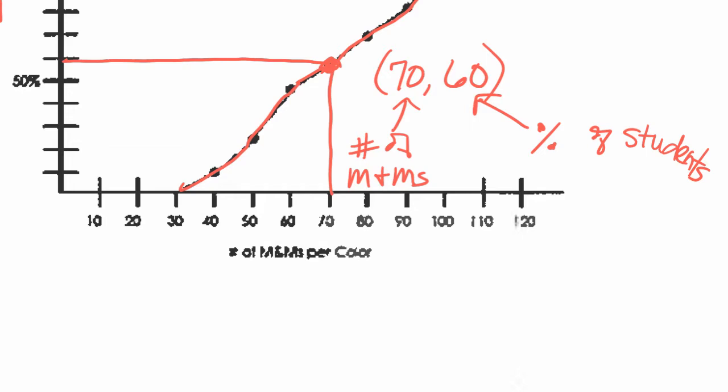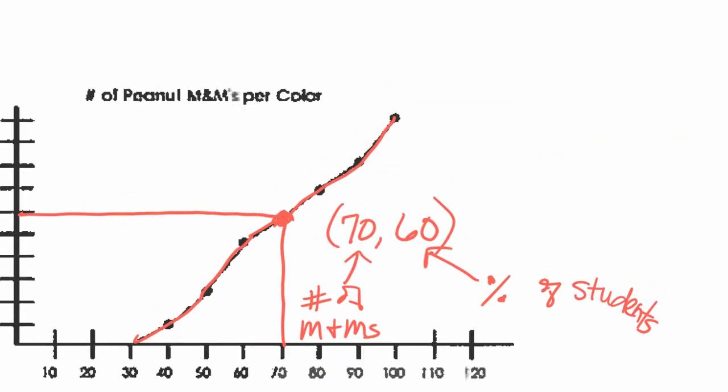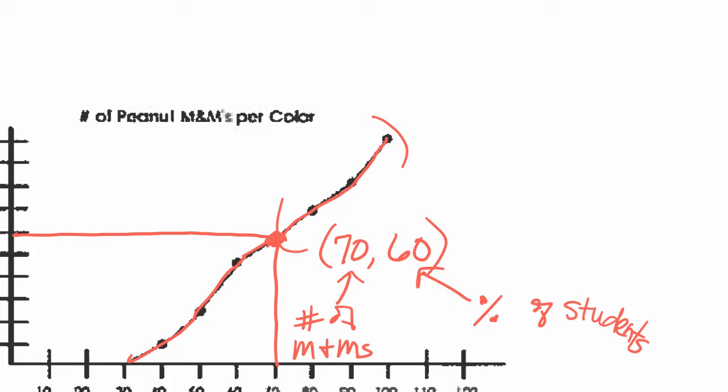Okay, what do you think, Bryson? That would be that 60% of students have at least 30 or more of each, 30 M&Ms of each color. You're on the right track. You got it started correctly, but this is at least 30. So he said 60% of students have at least 30 M&Ms or more. That's getting closer. Brooklyn, what do you think? 60% of students have at least 70 M&Ms. Okay, and at least 70 M&Ms would mean they have 70 or more.